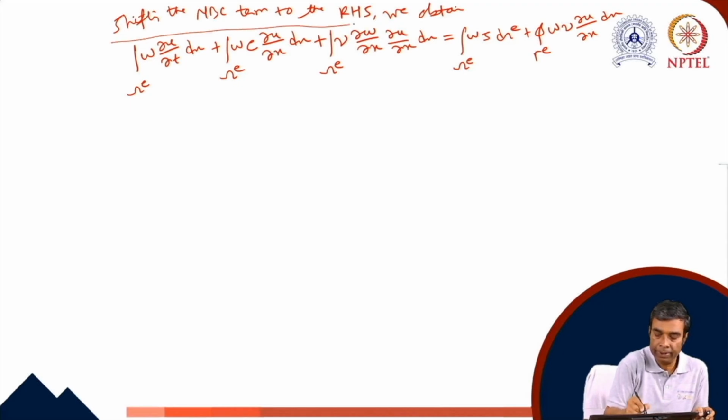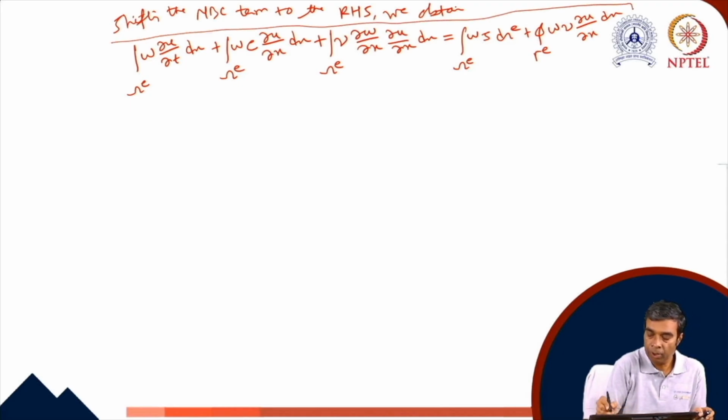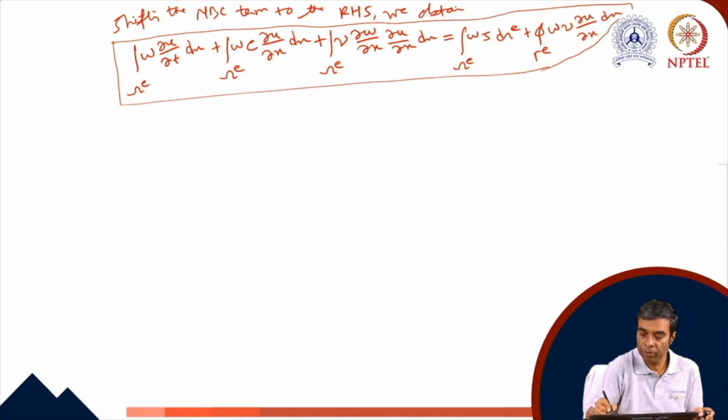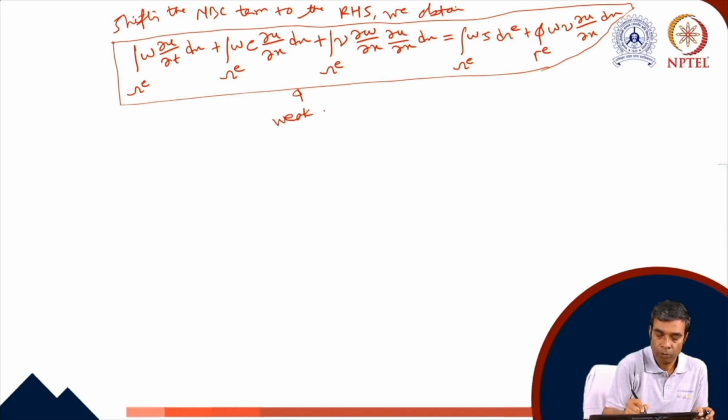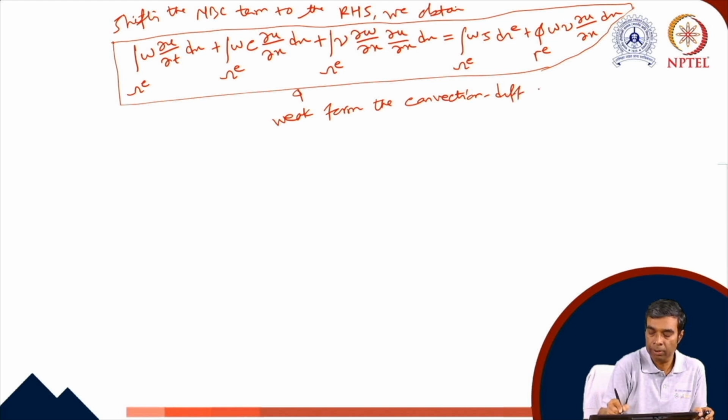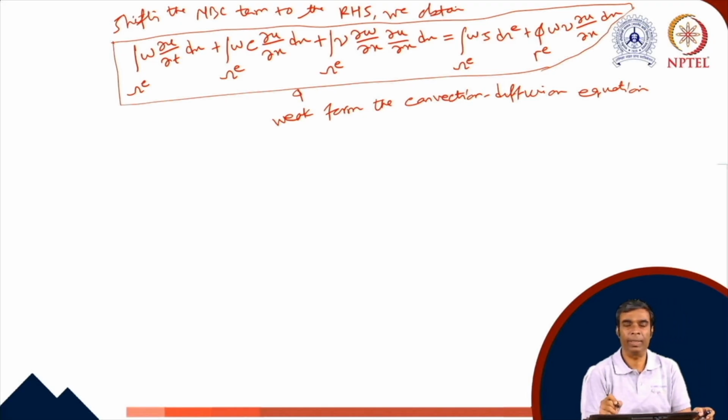So this represents the weak form of the given convection diffusion equation, for example in one dimension. This is the weak form of the convection diffusion equation. So we have considered one dimension. It can be considered also in multi-dimension by appropriately changing the terms.